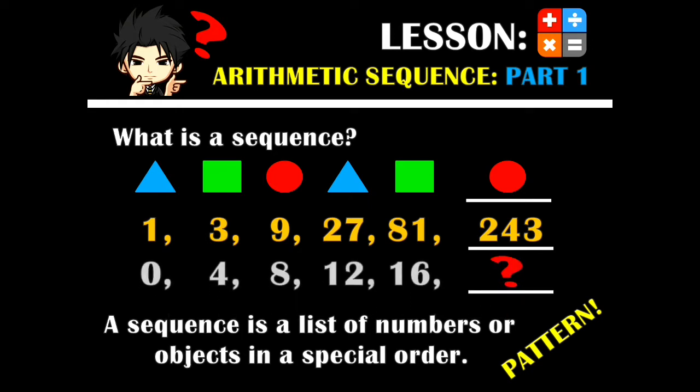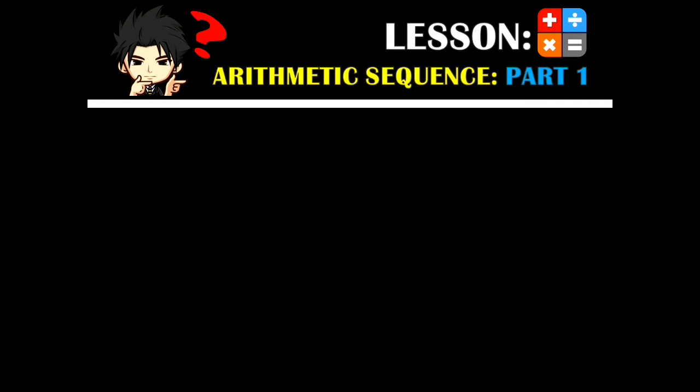For the last example, another set of numbers is given. Just like example number 2, the numbers are increasing. But this time, a different pattern exists. We should add 4 to the previous number to move on to the next. So after 16, the answer is equal to 20. That is because 16 plus 4 is equal to 20. And that is the basic definition of a sequence.